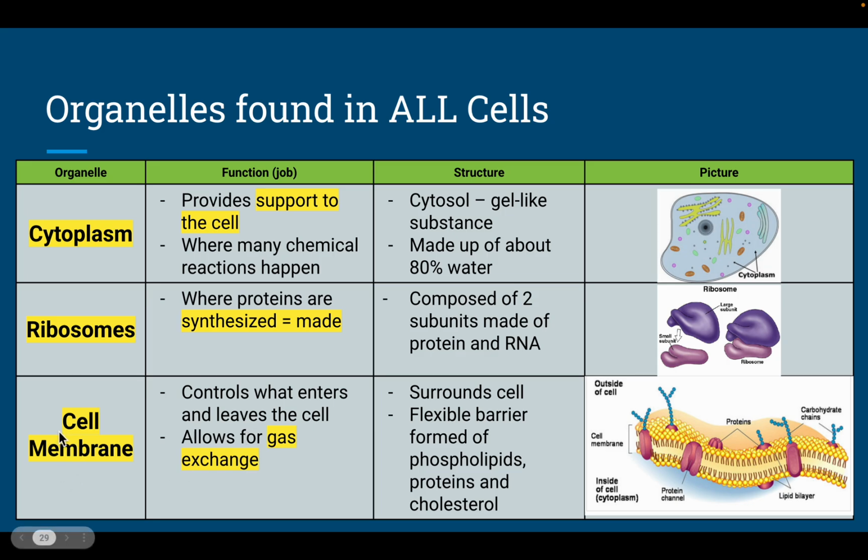And then finally, the cell membrane. All cells have a cell membrane. This controls what can enter and leave the cell. It allows for gas exchange. And it's a layer that is made of some different parts we'll learn about in the next unit that is next to the cytoplasm. So it's around the edge of the cytoplasm.